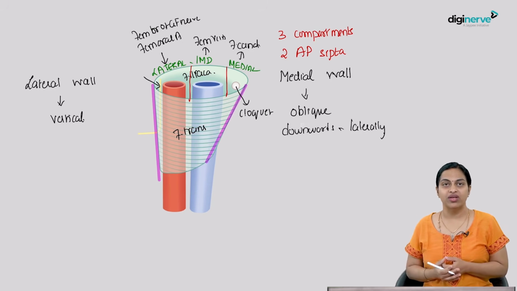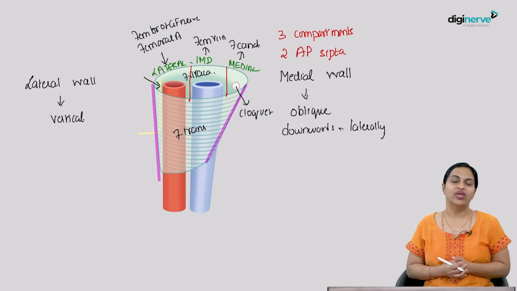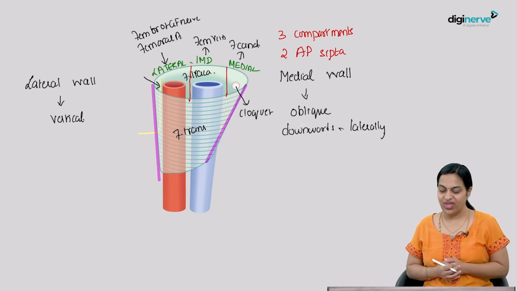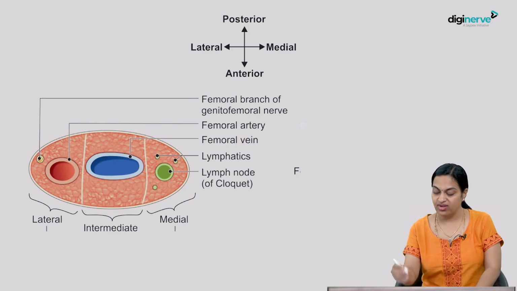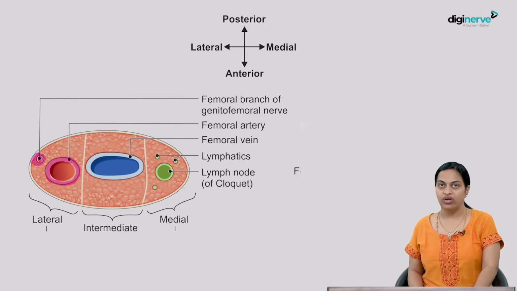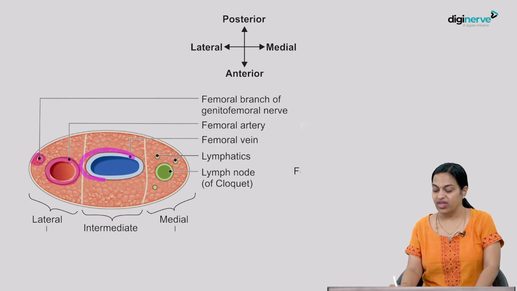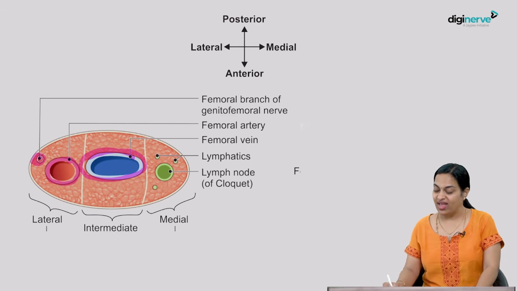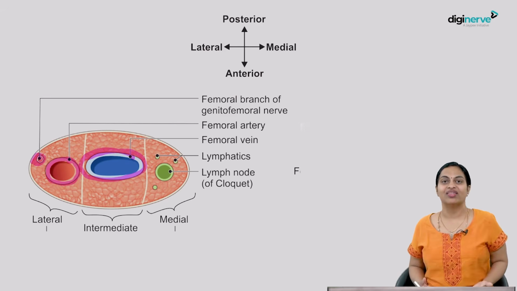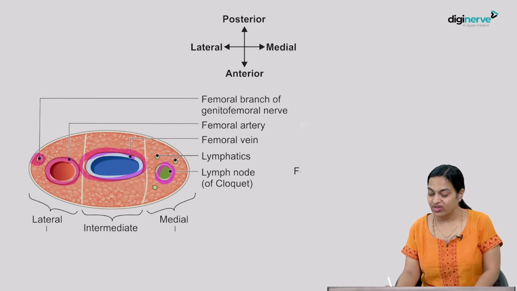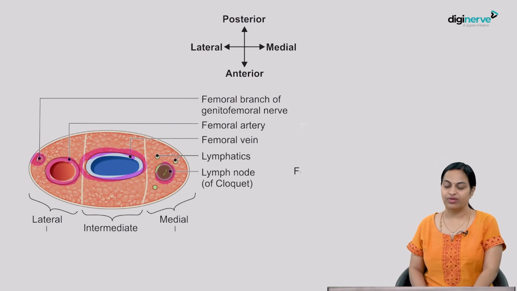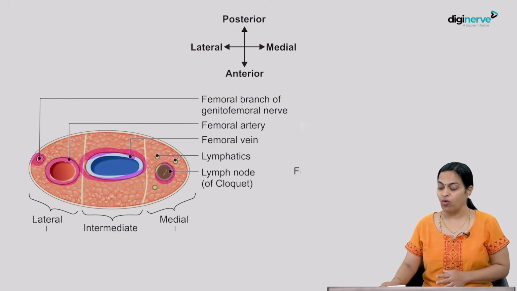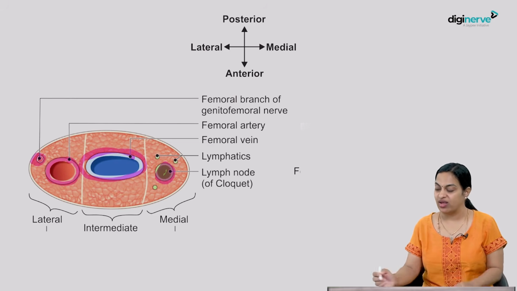The purpose of the medial compartment is to provide a dead space for the expansion of the femoral vein during increased venous return. Okay. So as you see here, the lateral compartment has the femoral artery and the femoral branch of genitofemoral nerve. The intermediate compartment has one structure, the femoral vein, and the medial compartment literally has nothing, just the lymphatics and the lymph node, the node of Cloquet or the Rosenmuller. Okay. Yeah, this is a high yield topic. Lot of MCQs, image based questions come from it.